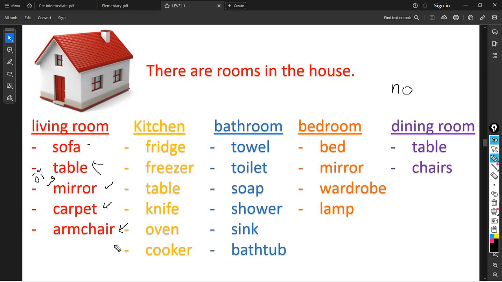Now, let me ask Zainab. Can you hear me, Zainab? Yes, I can. Please, Zainab, let's talk about your kitchen. How many fridges do you have in your kitchen? There is one fridge, or there is a fridge.